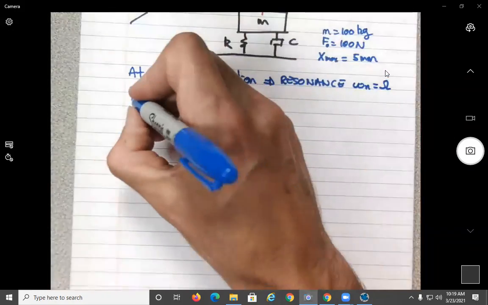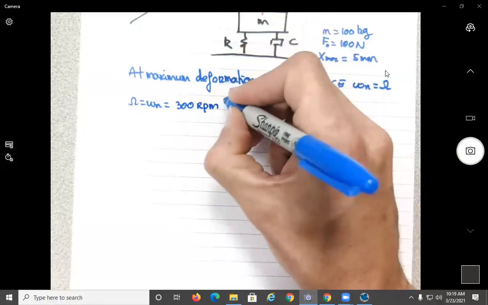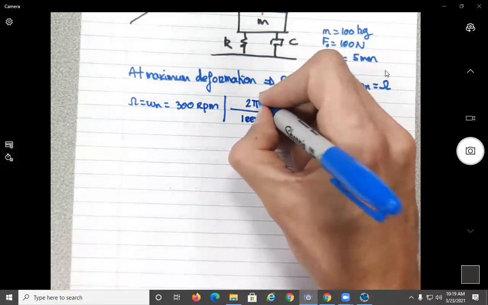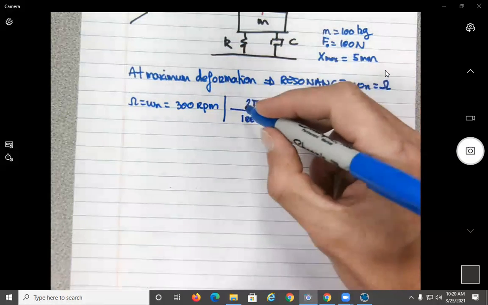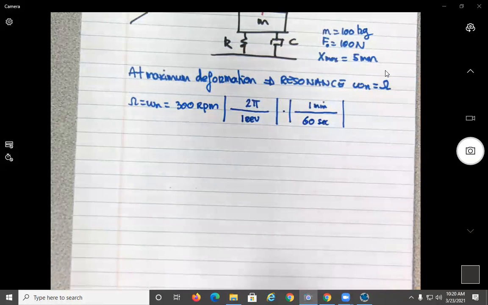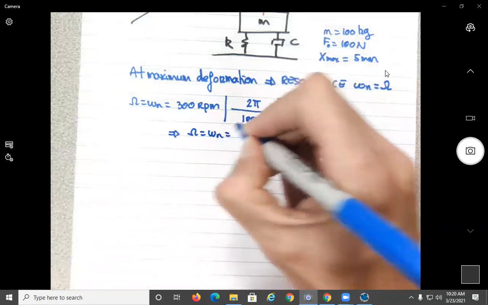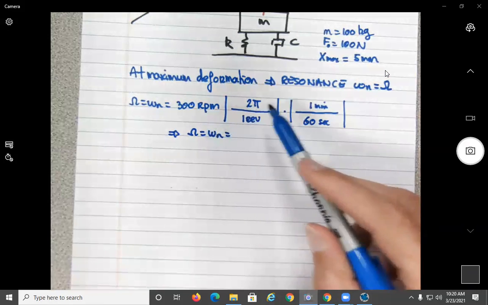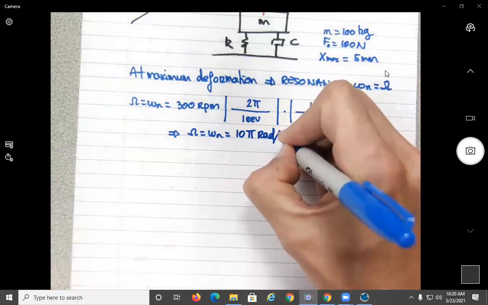Occur at a frequency, and we know here that, let's say, capital omega, or omega sub n, is equal to 300 RPM. So we do the transformation. One revolution should be 2 pi, this is per minute, and 1 minute should be 60 seconds, no? So this should give us 10 pi radians per second, no? So as before, 10 pi radians per second.